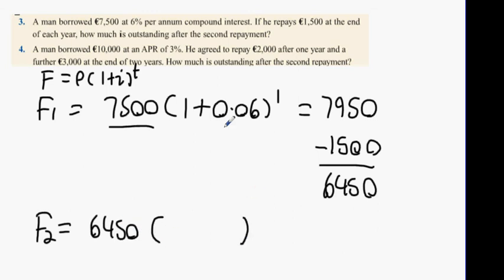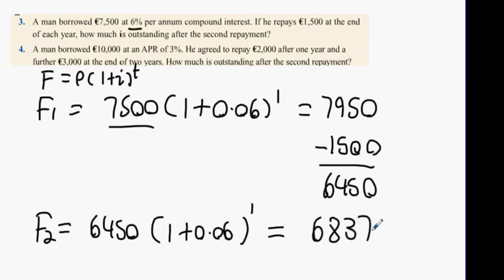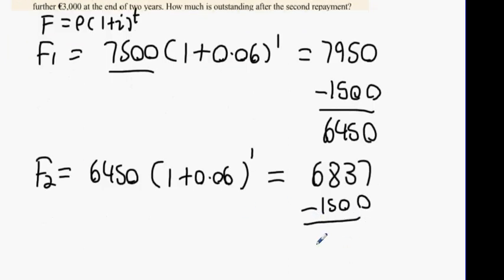What percentage is it going at again? 6%. Put it in, what do we get? 6,837. 6,837 on the dot. Okay, once again, we repay 1,500 at the end of each year. So minus 1,500, 5,337, and that's how much we owe at the end of 2 years.